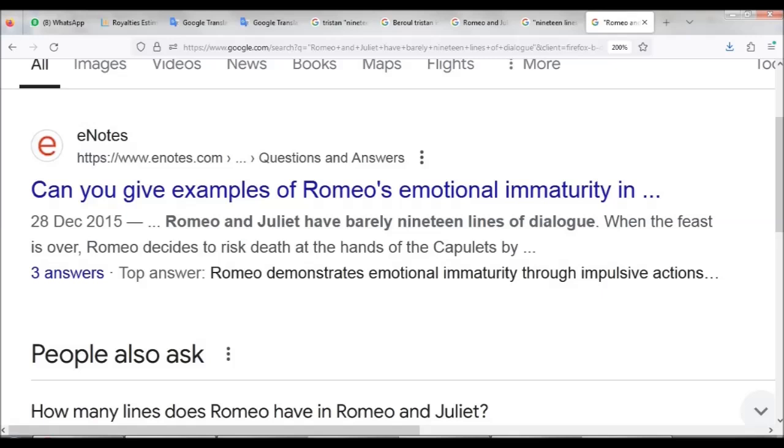Excuse me, are you wearing your glasses? I don't wear glasses, but okay. Well, since you don't wear them, what number does it say? 19, the famous 19. So Romeo and Juliet in Shakespeare's work basically have 19 lines of dialogue, or barely 19 lines written in the play.